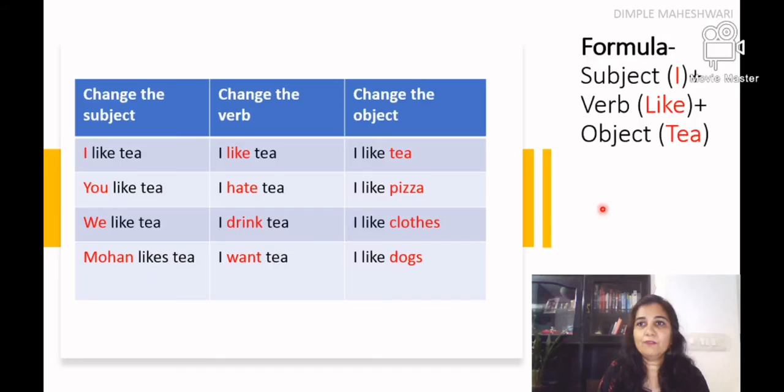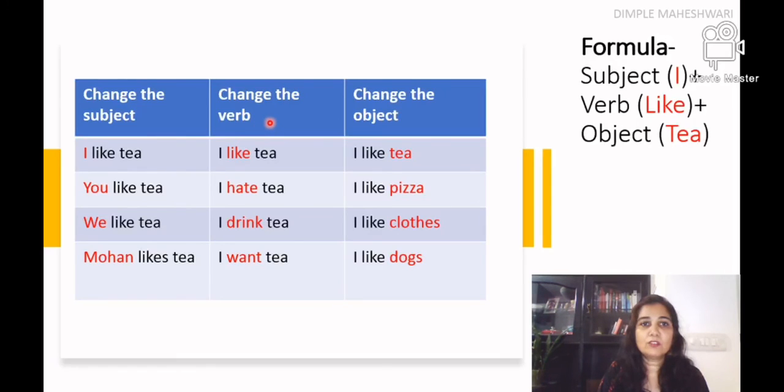Okay, here we have a simple formula which has a subject, verb and an object. So if we make a sentence as in I like tea, how are we going to change the subject, verb and object? If we change the subject, I like tea becomes you like tea, we like tea and Mohan likes tea. So the subject is changed to you, we and Mohan. This is how you learn to change the subject.